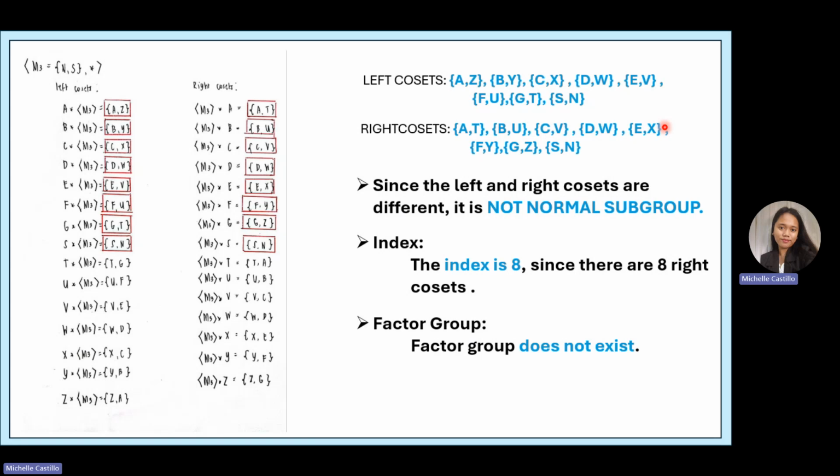Then for the factor group, since this subgroup is not a normal subgroup, the factor group does not exist. Then for the order of the elements, N is equal to 2. Same with S, since these two elements need to be operated with themselves twice in order to get the identity element. Since N star N is equal to N, then S star S is equal to the identity element N.